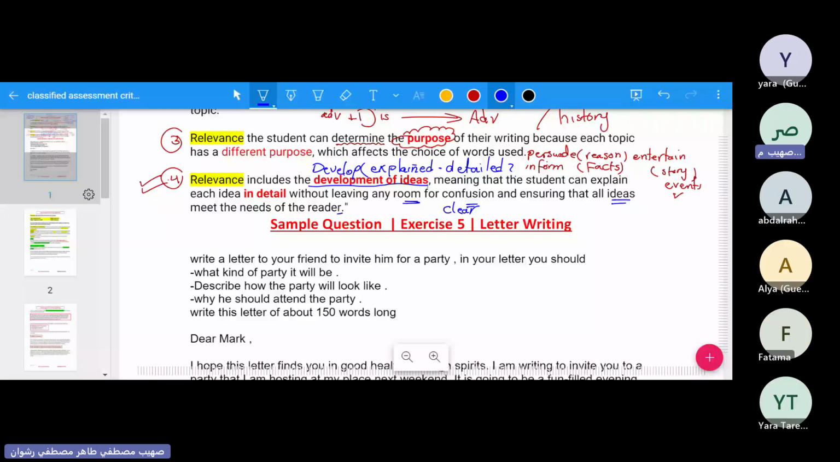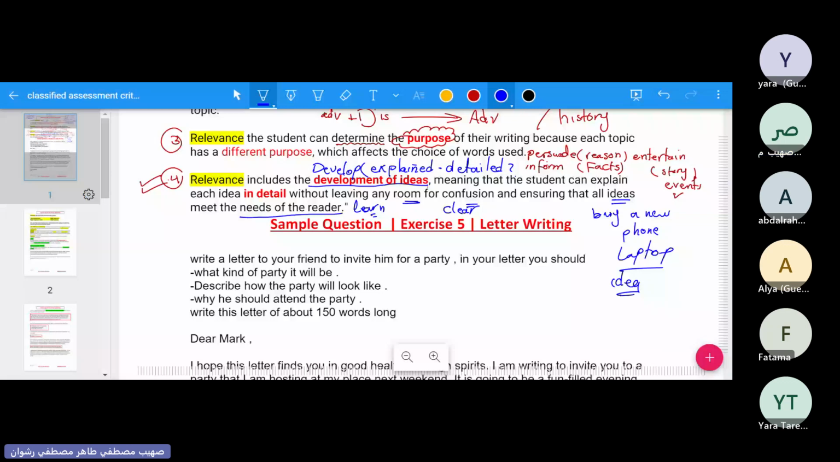If your reader needs to learn about some topic, it means you must give him the sufficient information to teach him or to instruct him or to inform him. If the reader wanted to buy a product, let's say buy a new mobile phone or to buy a new laptop, okay? So the language you use, the ideas you must provide must persuade him either to buy or to give up.